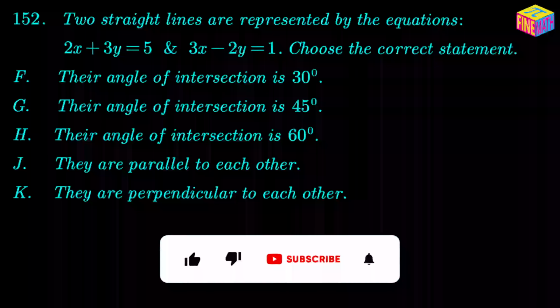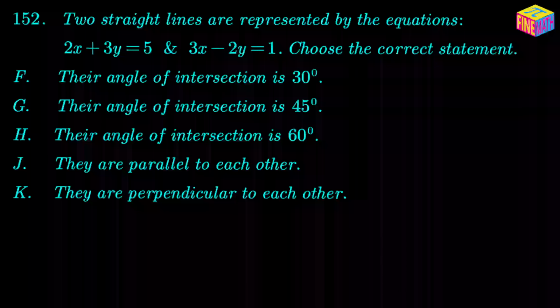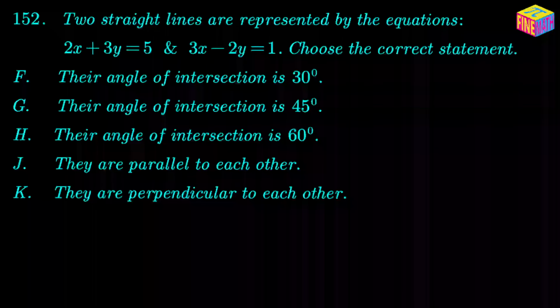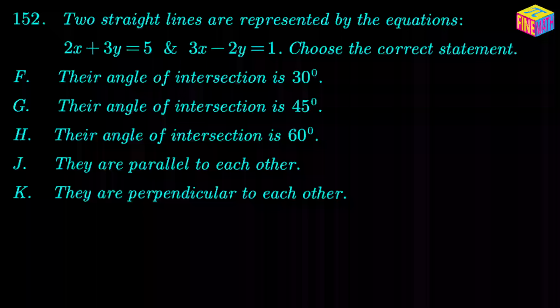So let's get started. Here the question says, two straight lines are represented by the equations 2x + 3y = 5 and 3x - 2y = 1. Choose the correct statement, and 5 statements have been provided. We have to pick the correct one. From the answer options, you can see that the question is primarily focused on the angle of intersection of the two straight lines whose equations have been provided. So we have to try and find out what is their angle of intersection.